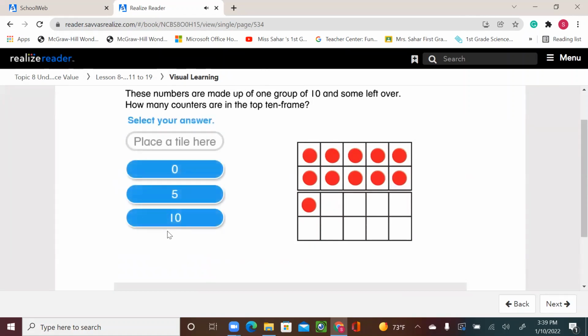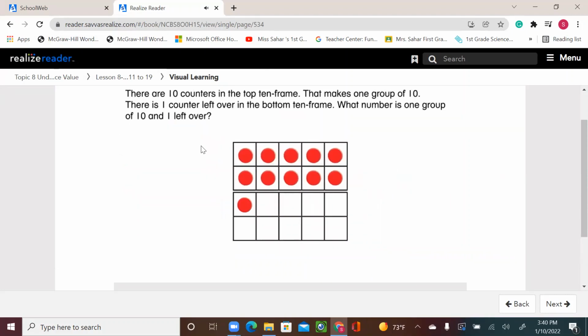Select your answer. All right, so we have two 10 frames, and then we have number 11. So the first 10 frame, it's all filled with counters, and I have one left over that I added to the second 10 frame. So these are made of a group of 10 and some left over that we put in a second 10 frame. So place the tile, what do we have for the 10 frames? Do we have 0, do we have 5, or do we have 10? Very good.